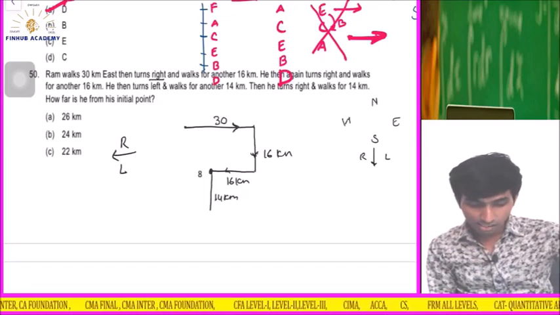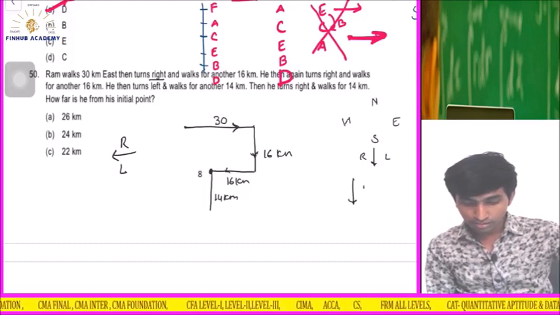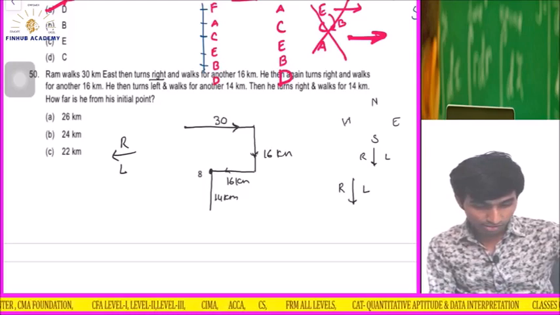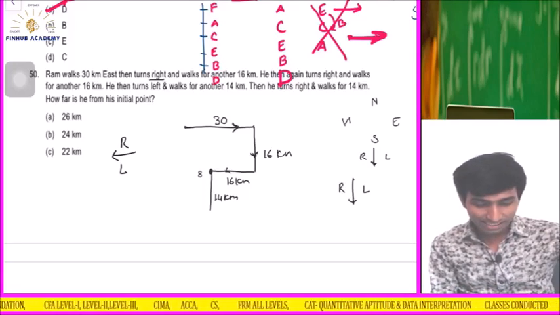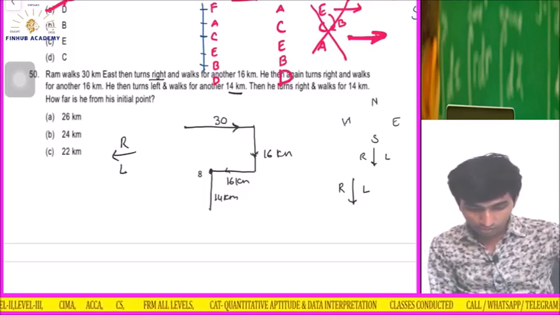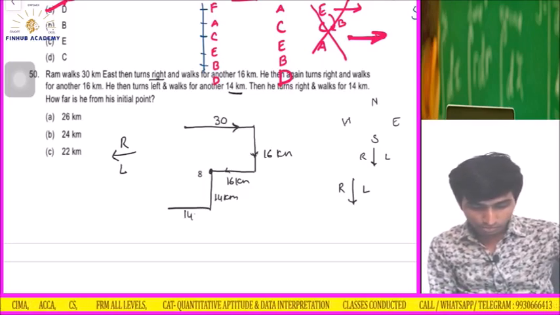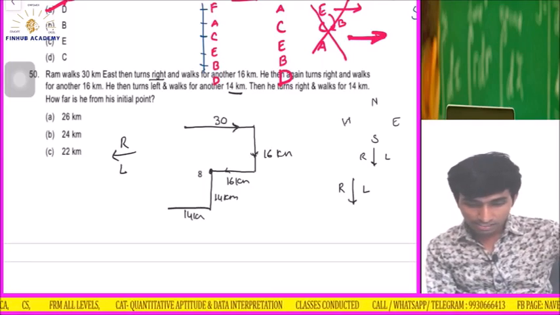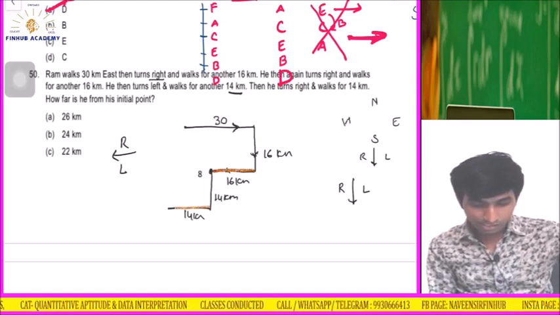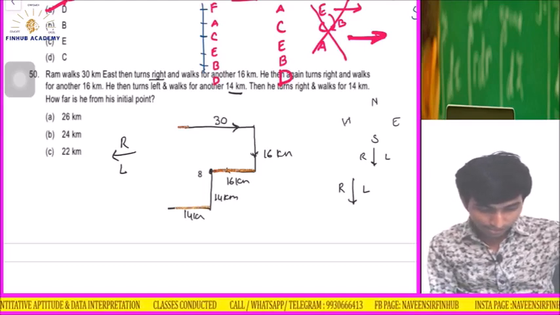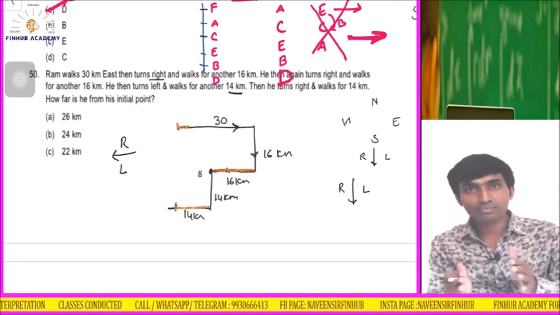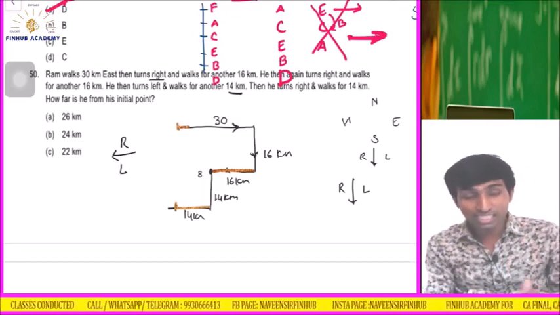Now he is facing this side, so this is his left, this is his right. Sorry, I missed the question. He then turns left and walks another 14 kilometers, that I have done. He then turns right and walks 14 kilometers, meaning from here to here he walks 14 kilometers. So please understand, here 16 plus 14 is 30, which means this point and this point should be collinear. Two points are always collinear, but they should be in a straight line, meaning a perpendicular line.